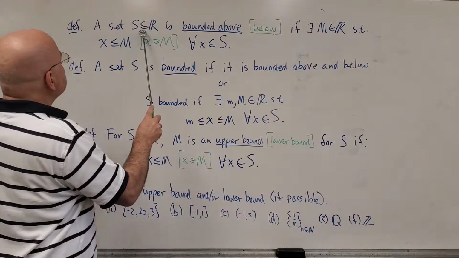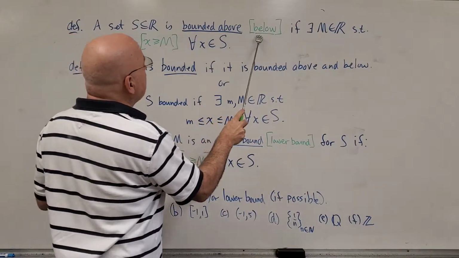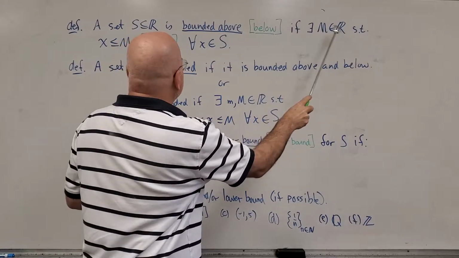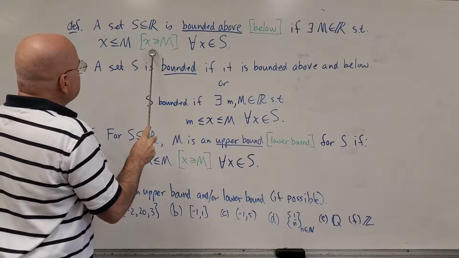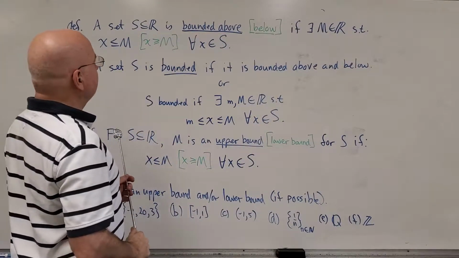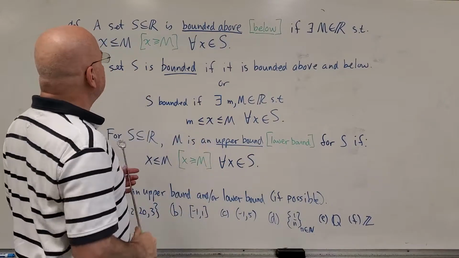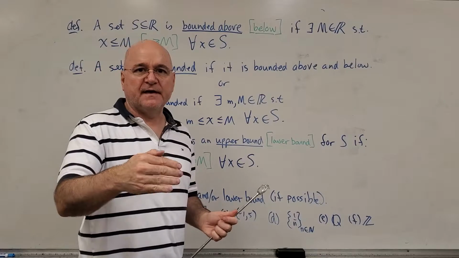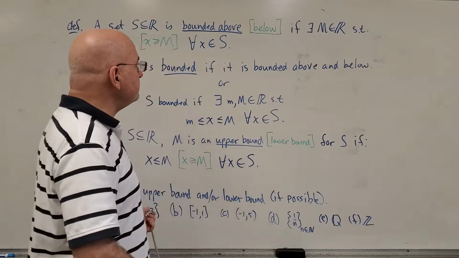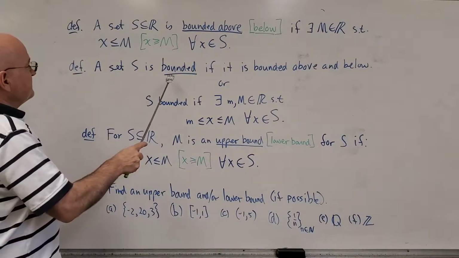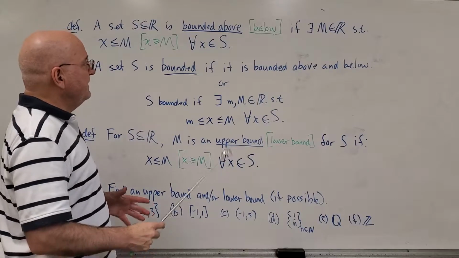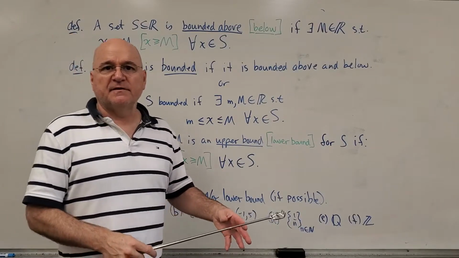The set S, subset of R, is bounded below if there's a lowercase m such that x is greater than or equal to m for all x in the set S. So we've got two terms being defined here, bounded above and bounded below. And then a set S is considered bounded if it is bounded both above and below.